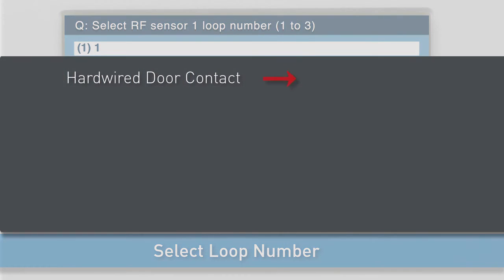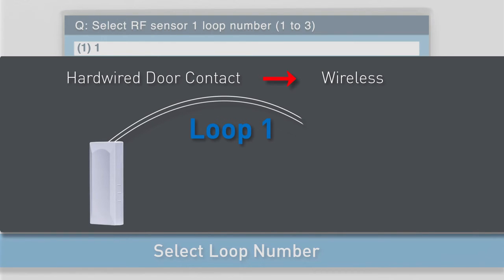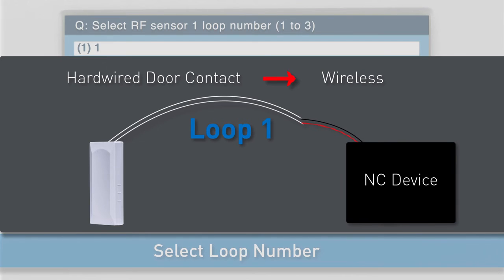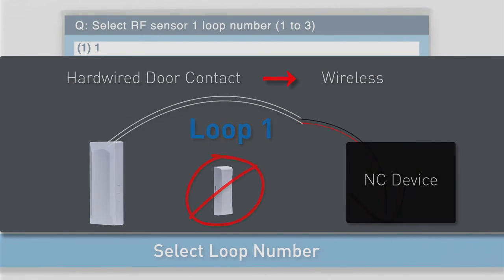If you're converting a hardwired door contact to wireless, use loop 1. This will require you to connect one end of the included wire lead into the transmitter and the other end to a normally closed device. Note, for this option, the magnet is not used.